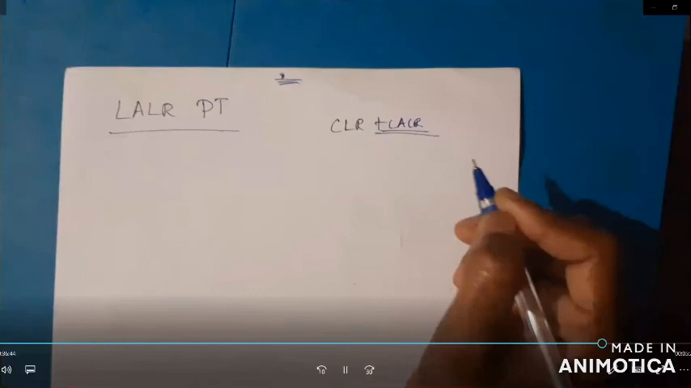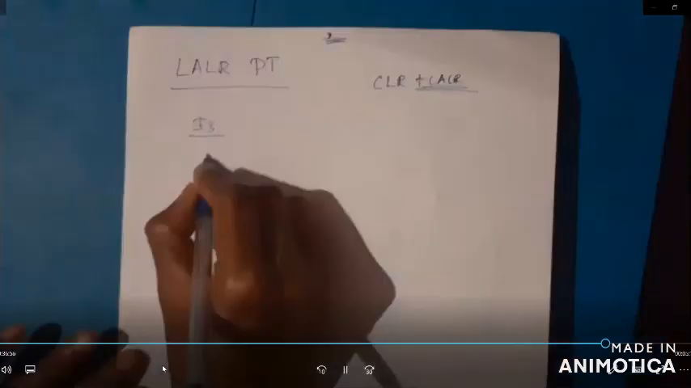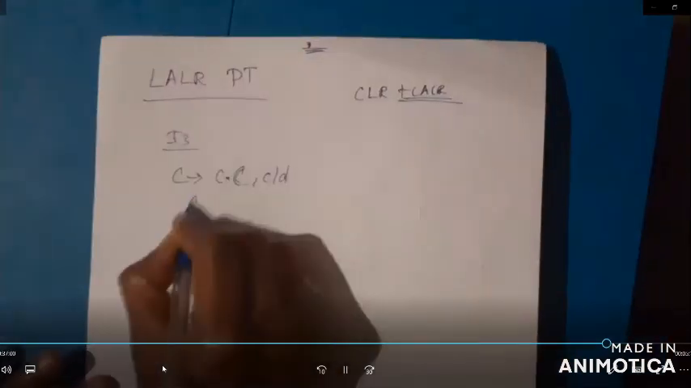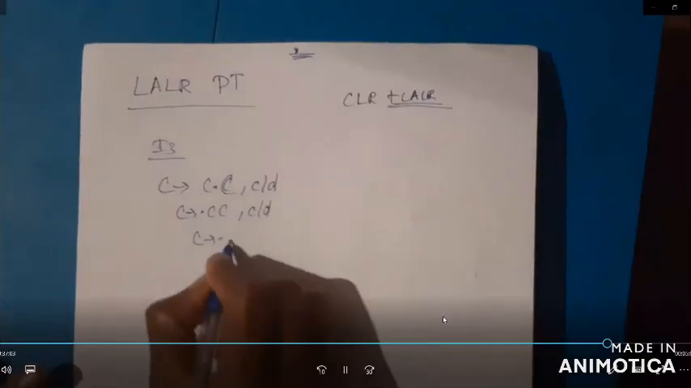Here you can check I0, I1, I2, up to I9 states. Let's check the I3 state. I3 is C tends to C dot C comma C bar D, C tends to dot C C comma C bar D, C tends to dot D comma C bar D.